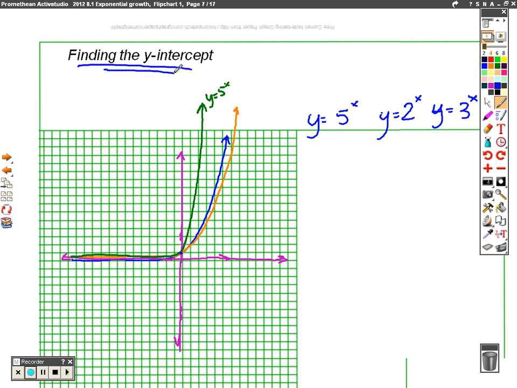So to find the y-intercept, we're going to plug in 0 for x. If we plug in 0 for x, we get 5 to the 0. So make a quick t-chart, x, y, x, y, x, y. If I plug in 0 for x, 5 to the 0 is 1, 2 to the 0 is 1, 3 to the 0 is 1. So this point 0, 1 is shared by all three of these functions. They also share the asymptote. The asymptote for all of these functions is y equals 0.